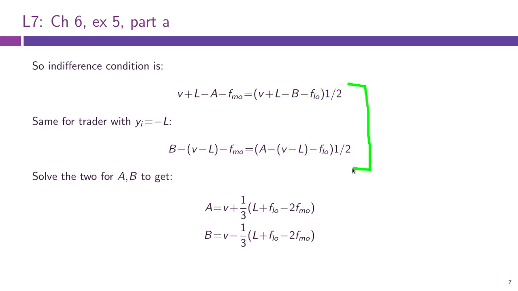Then you will have the system of these two equations, and you'll have two variables A and B, so you can solve it. If you do the algebra, you will arrive to this. So the half spreads for bid and ask will be exactly the same, and they'll be given by some function of L and the market fees. Okay, cool. So that's part A. We found ask and bid prices. And they come from the indifference between market and limit orders.